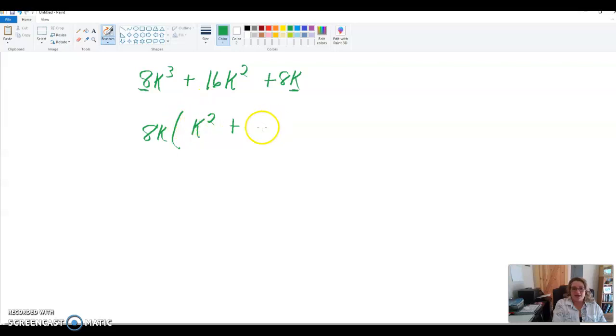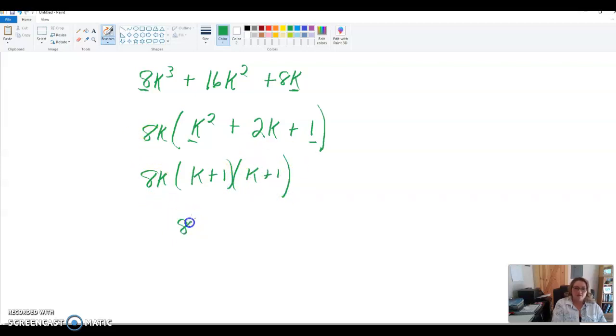16k divided by 8k gives me a 2k. And if I have 8k divided by 8k, it gives me a plus 1. Now I have this special situation where we have a k squared, and we know that 1 squared is 1. So I have a perfect square. So 8k, k plus 1, k plus 1. So this is again a perfect square where we have 8k times k plus 1 squared.